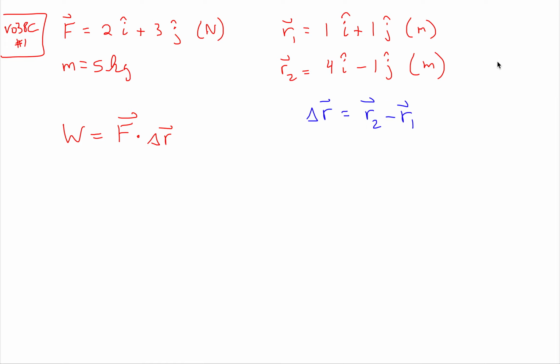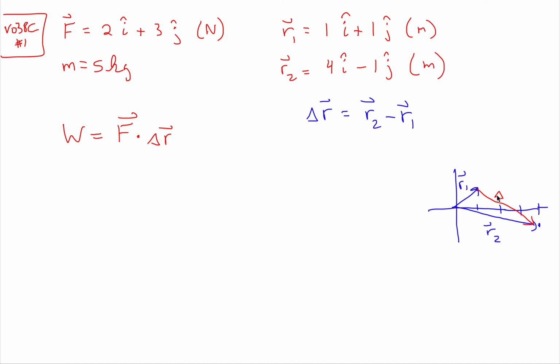If you want to visualize this, you don't have to, but we have extra time here. You can fast forward through this if you don't want it, but it's nice to visualize things. R1 is (1, 1), right? So let's say right here, this is R1, and then R2 is (4, -1), so R2 is over here. We're moving from position R1 to position R2, going from here to here.